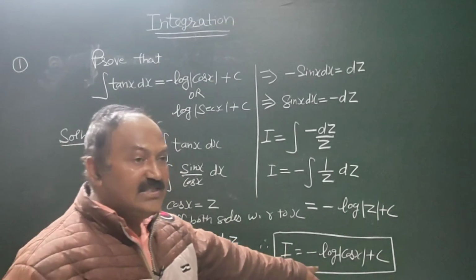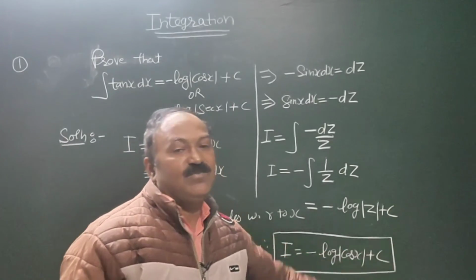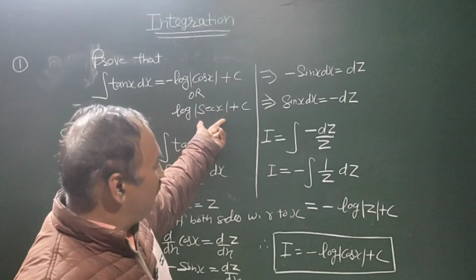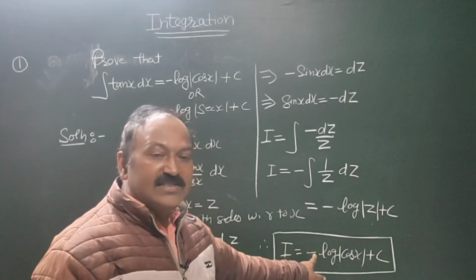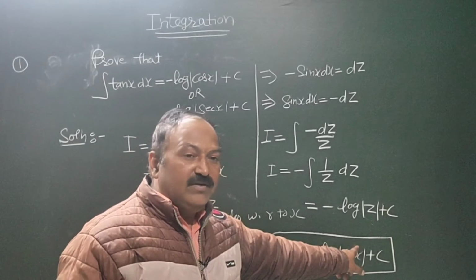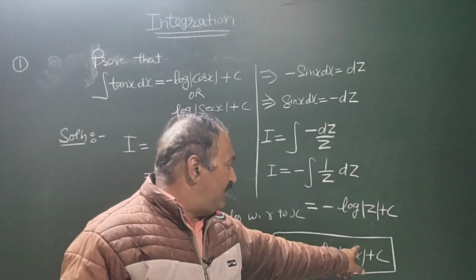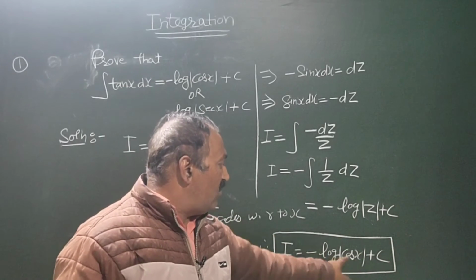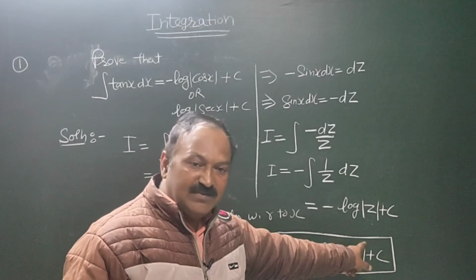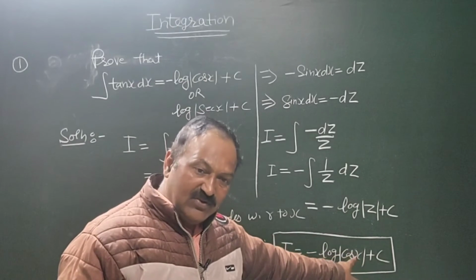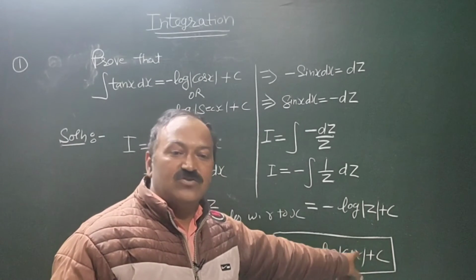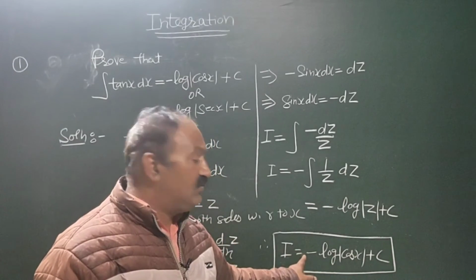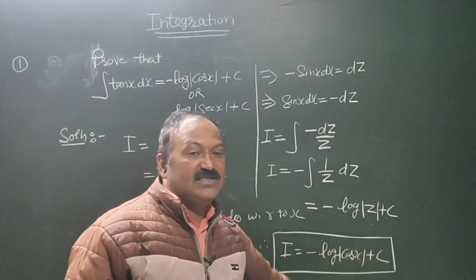Integration of tan x is minus log of cos x modulus, and its second formula can be proved by taking this negative sign to the power of cos x. We will get log of cos x raised to power minus 1, that is equal to 1 upon cos x, and that is equal to secant x. Hence, I will be equal to log of secant x plus c.